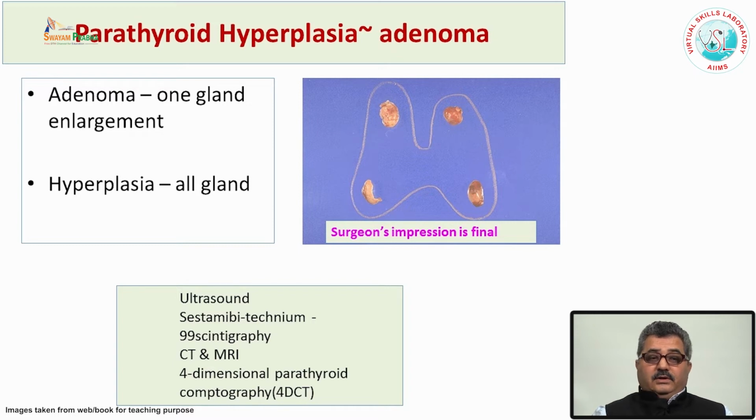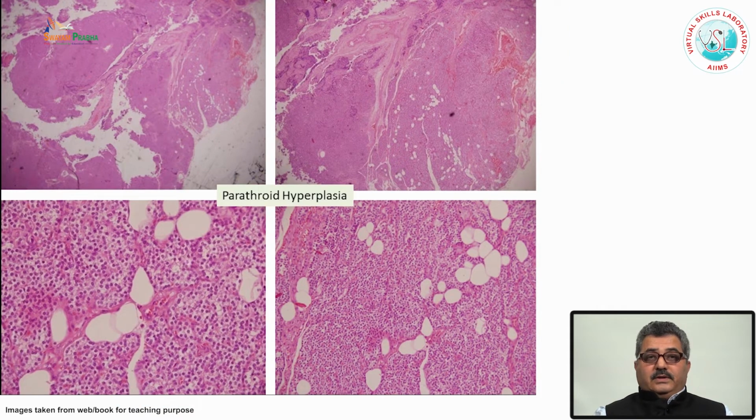But nowadays, with the advent of radiological techniques, most of the lesions are localized based on ultrasound findings, technetium-99 scintigraphy, CT and MRI findings, and 4-dimensional parathyroid computed tomography, that is 4D CT. All these help in the localization of the lesions so that focused parathyroidectomy is done instead of exploring all the parathyroid glands. This shows the microscopy of parathyroid hyperplasia.